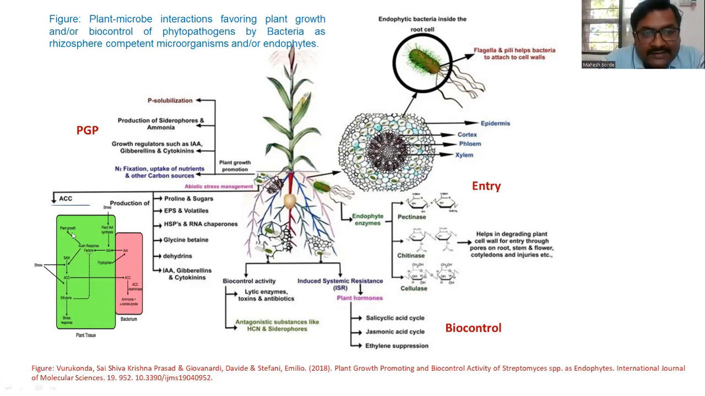So the plant secretes prolines and sugars, exopolysaccharide, then heat shock proteins, glycine betaine, dehydrin, some phytohormones. All these are compounds produced by the plant. So it helps the plant cope with the abiotic stress condition. One more important thing is this one, ACC. ACC is the precursor which produces ethylene. So whatever ACC is produced by the plant is taken up by the bacteria.